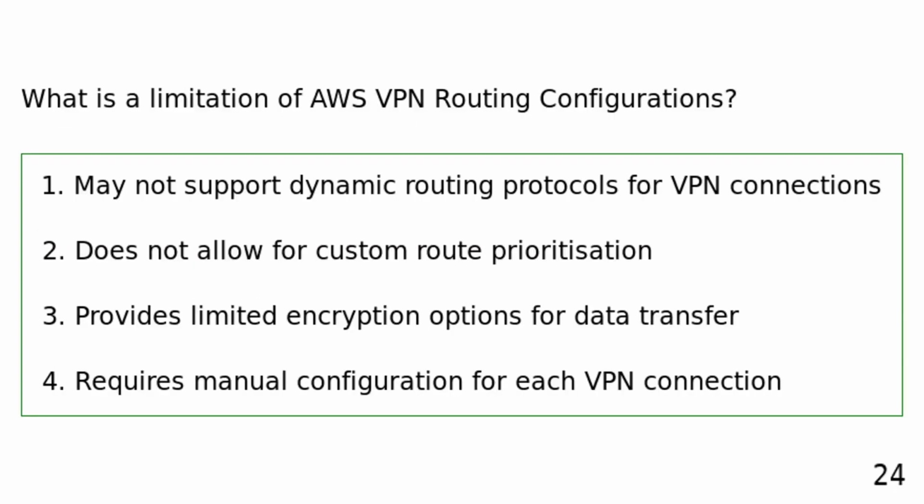What is a limitation of AWS VPN routing configurations? May not support dynamic routing protocols for VPN connections. Does not allow for custom route prioritization. Provides limited encryption options for data transfer. Requires manual configuration for each VPN connection.